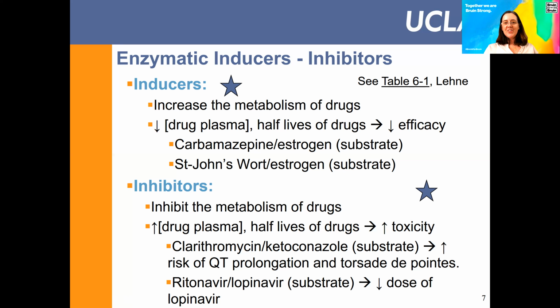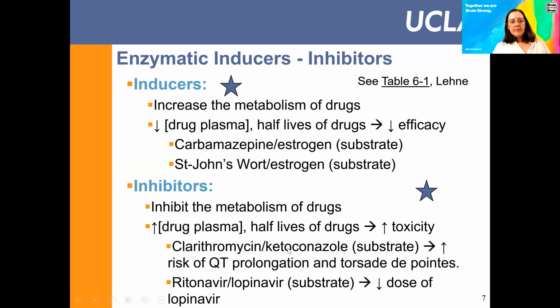Now, on the other side, you have the inhibitors of the Pac-Man. In that case, when you have drug A that binds to your Pac-Man, the Pac-Man is going to go slow and slow to eat drug B, so more of drug B stays in the system. So you have a higher drug plasma concentration. The half-life, so the time drug B stays in the body, is going to be extended, and you have an increased risk of toxicity.